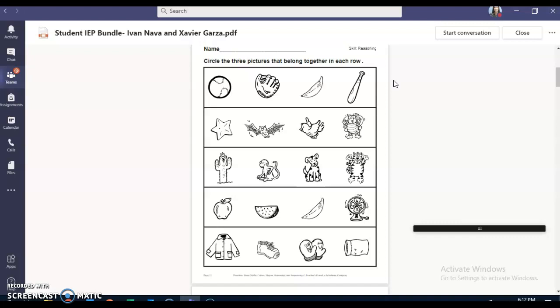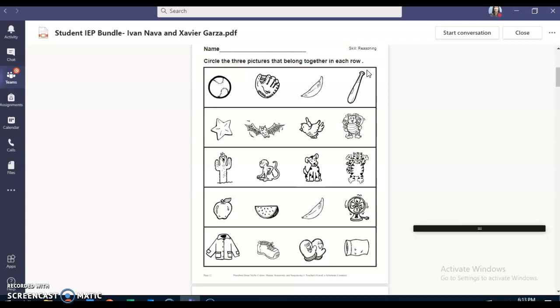Let's look at the first picture, boys and girls. Number 1, you have a baseball, you have the glove, this is a banana, and there is a bat. So let's go ahead and circle the pictures that belong together in each row. In this row, we know we are talking about baseball. So we would circle the baseball, you would circle the glove, and you would circle the bat. And the bat. So those 3 items need to be circled because those 3 items belong together.